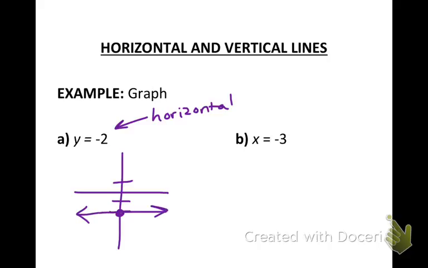If you have an x equation, think of it as an x-intercept. So that would be negative 3. If I drew a horizontal line, well, that would just go along the axis. That's not what I want. So it would be a vertical line going down.